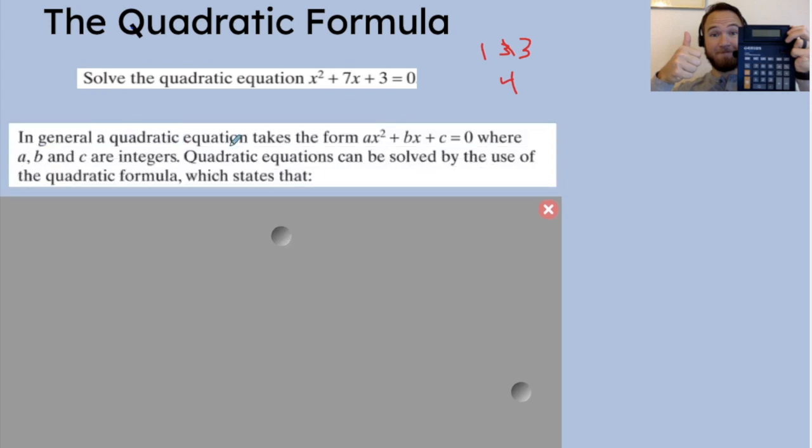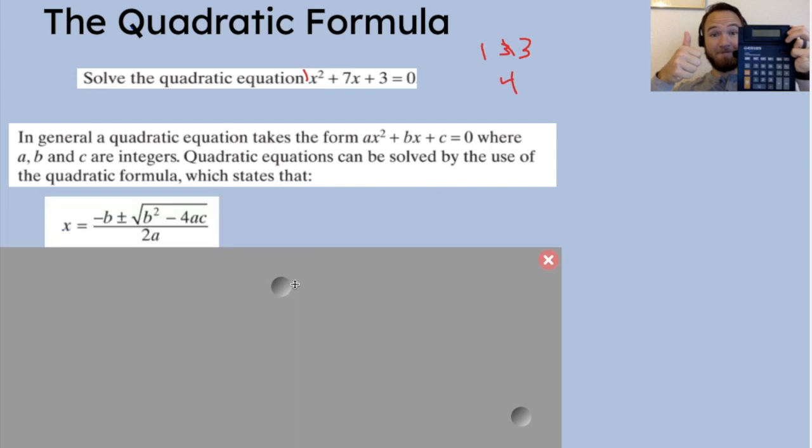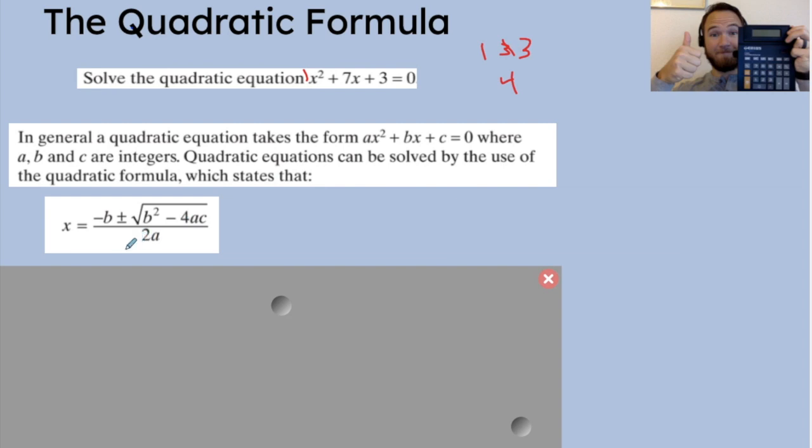So in general, quadratic equations take this form of ax squared plus bx plus c equals 0, where a, b, and c are integers. Here b is 7 and c is 3. Quadratic equations can be solved by the use of the quadratic formula, which states, okay, you're ready for this? X equals negative b plus or minus the square root of b squared minus 4ac over 2a.